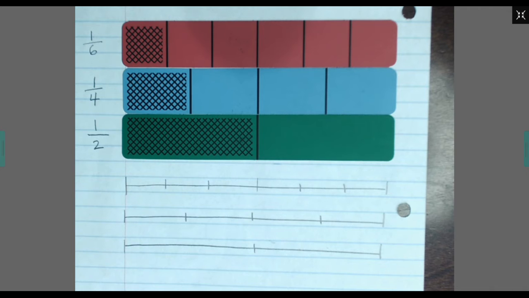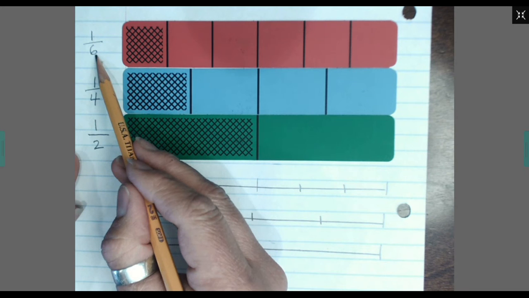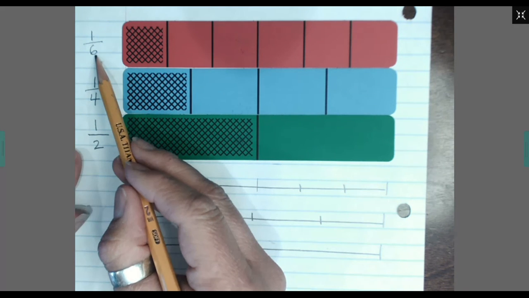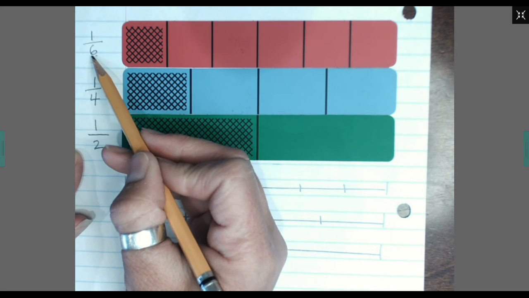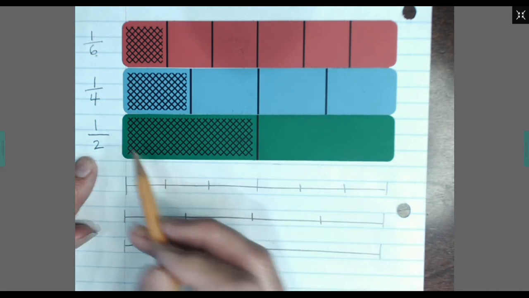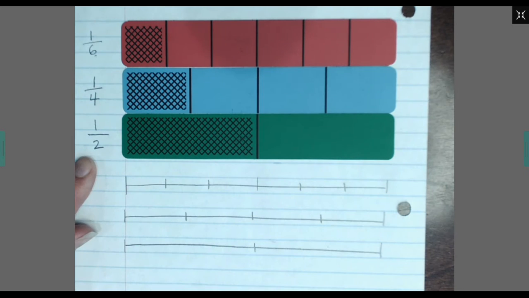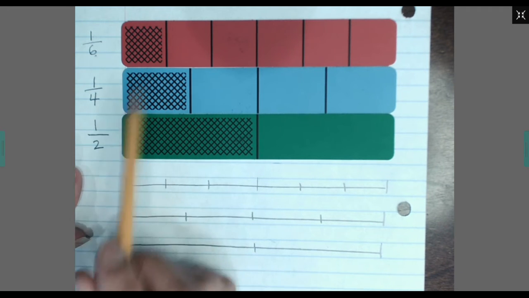Do you remember what we learned? We learned that the greater the denominator, the smaller the parts. So if I only have 1 out of 6 parts, that's going to be a smaller piece than 1 out of 2. So I can use my fraction strips, make sure that they're lined up, and I can compare them. Which of these is the smallest? Which one takes up the least amount of space in that whole?